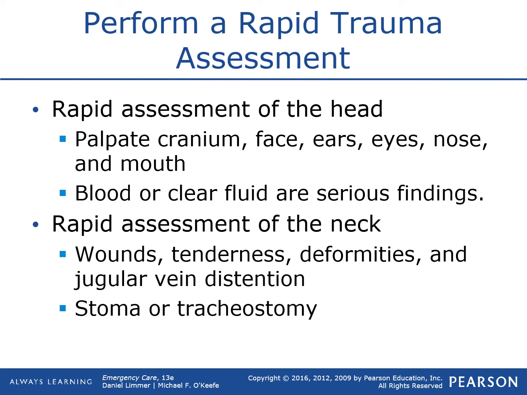When we go to the neck, you want to look for your DCAP BTLS. You want to palpate, see if there's any tenderness. Look for your JVD, which is your jugular vein distension. You want to make note if the patient has a stoma or a tracheostomy. That's the surgical airway that's put in usually for people who have throat cancer.